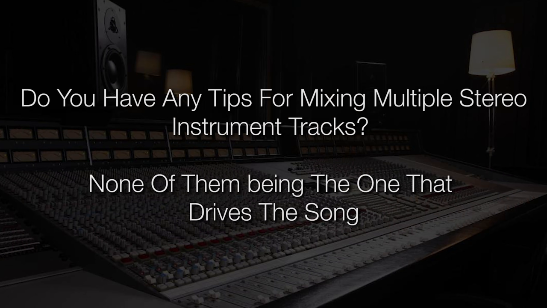Do you have any tips for mixing multiple stereo instrument tracks, i.e. Rhodes, strings, and vibraphone, none of them being the one that drives the song? What it might be is that the Rhodes has a very soft attack. The strings, probably super legato. Maybe they have pizzicato parts, but if it's super legato, and then a vibraphone, the same kind of thing. So I get what you're saying, because all of those instruments probably have very, very slow attack times, and then end up sounding washy in the mix.